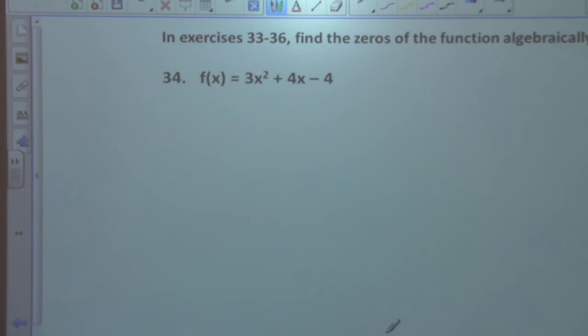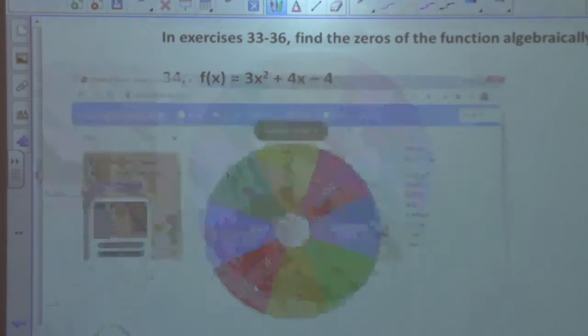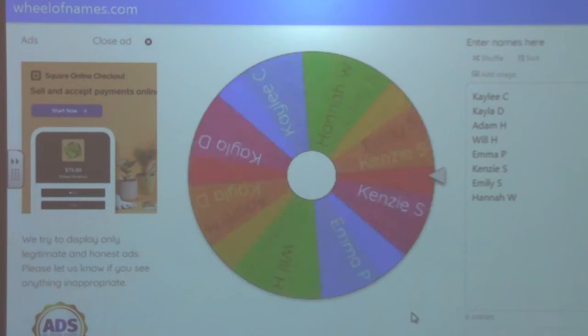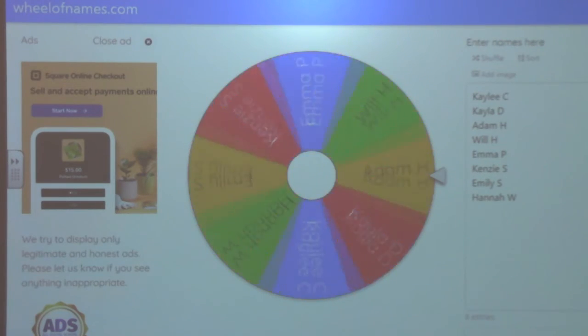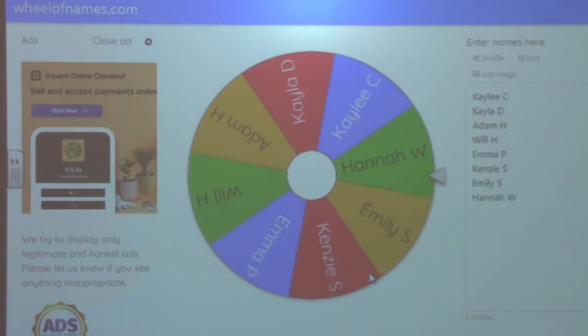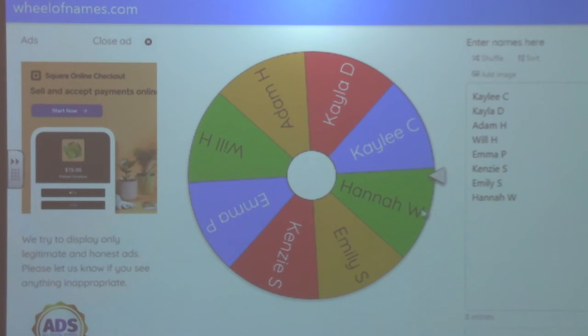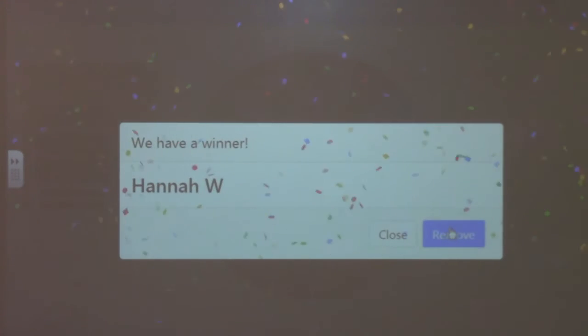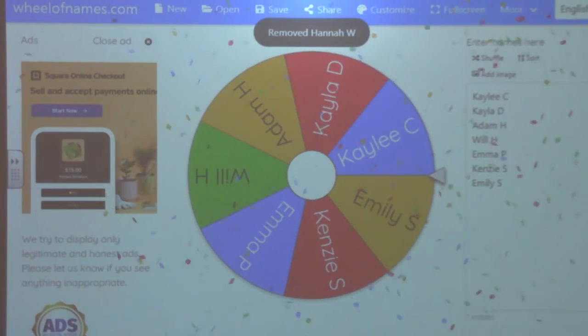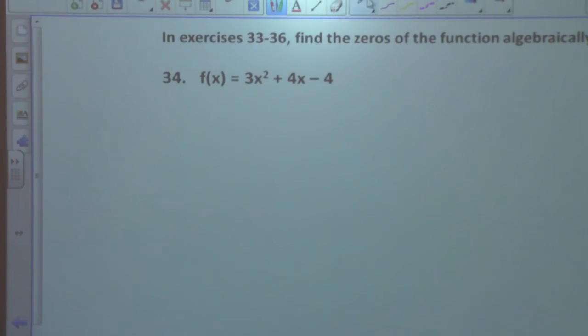I'm going to call somebody here. It's going to help us out with number 34. All right, Hannah, what do you got? X equals 2 and X equals negative 2 over 3.